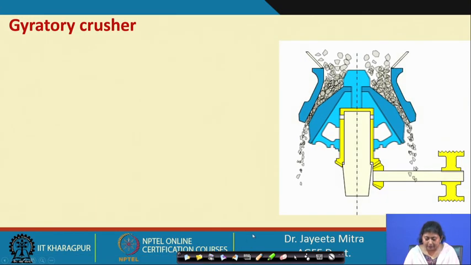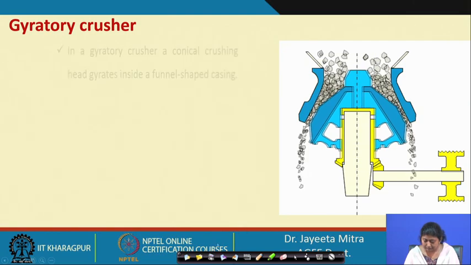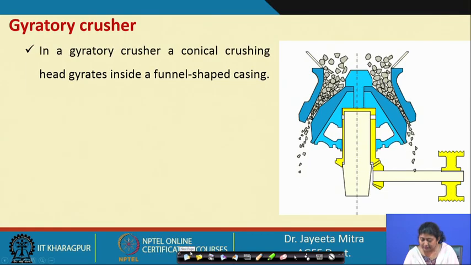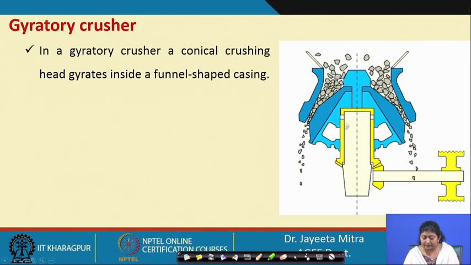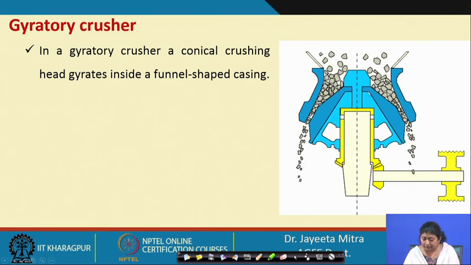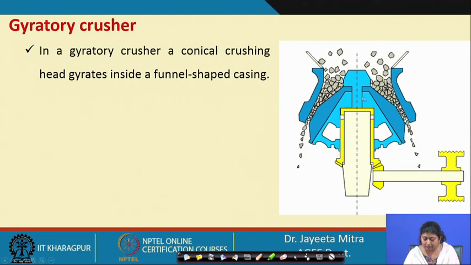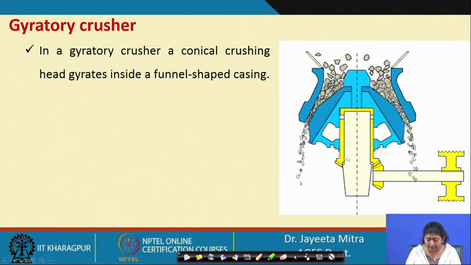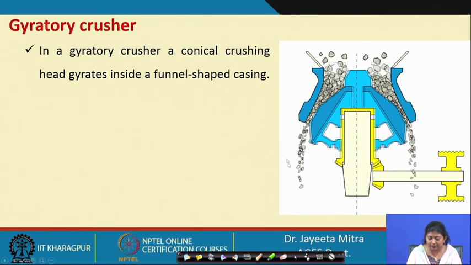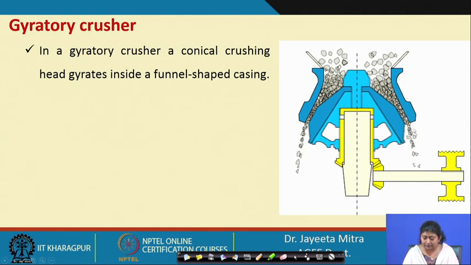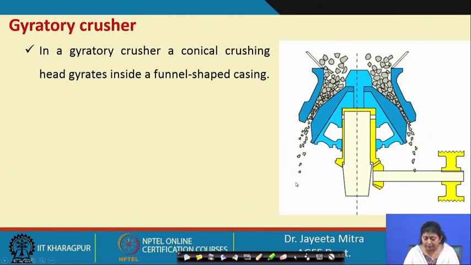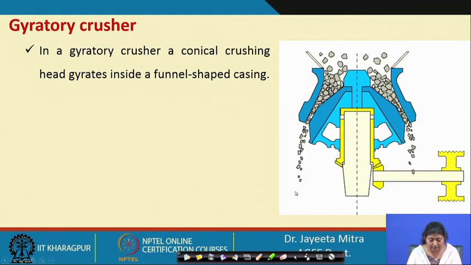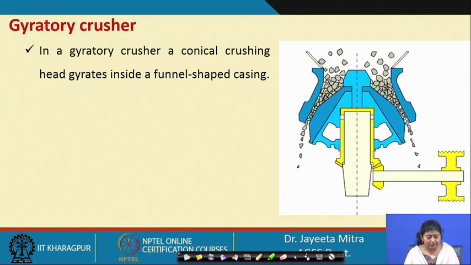Then gyratory crusher. So, we can see that there is a gyratory movement that can take place in the inner cylindrical or conical shaped portion, and from all sides, that means from the inner core and the periphery or the casing. In between these two the product is coming, and then the product is crushed and reduced in size.